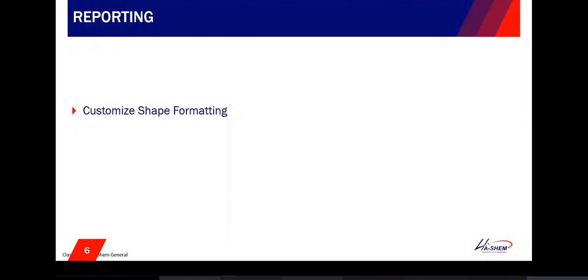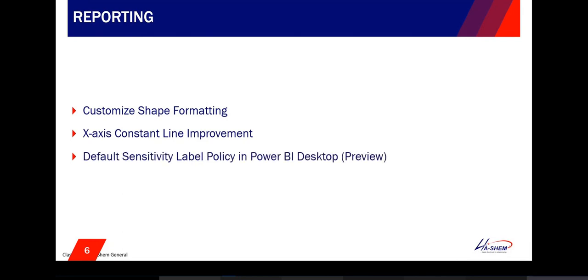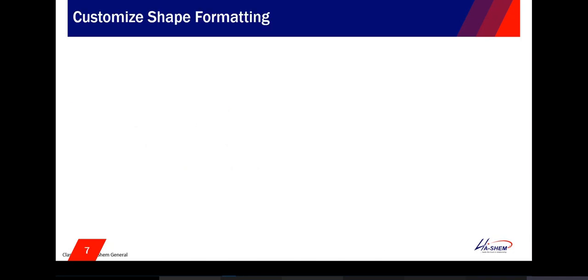Under the reporting capability of Power BI, we would look at custom shape and formatting. Then we'll also look at the X-axis constant line improvements. We will get to look at the default sensitivity label policy in the Power BI desktop. Of course, this is still in preview mode. So I would start with the first one.